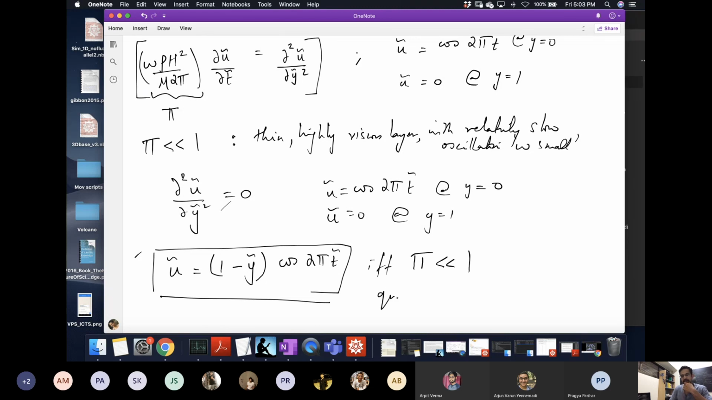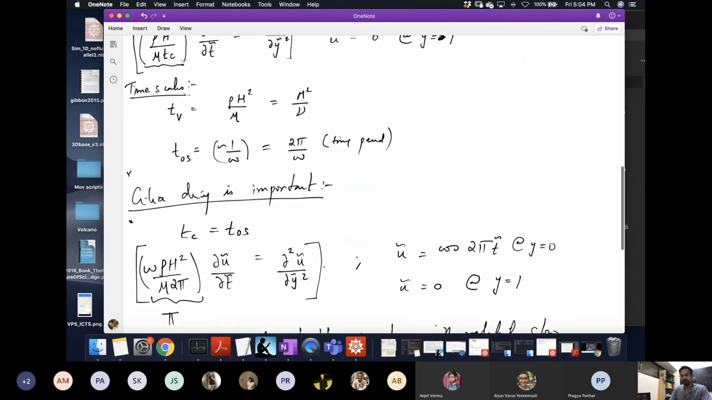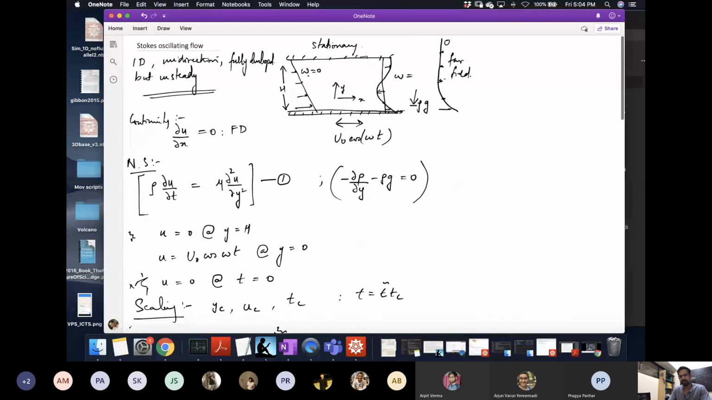This corresponds to a quasi-static condition. Right? This means that in the bulk, unsteady effects are unimportant, and the only time variation is coming through the boundary. So in other words, it's actually what we had drawn here. For the case of omega equal to 0, remember I said that omega 0 means a Couette flow with a constant velocity u naught. In that case, the velocity field is just a linear velocity field, 1 minus y.